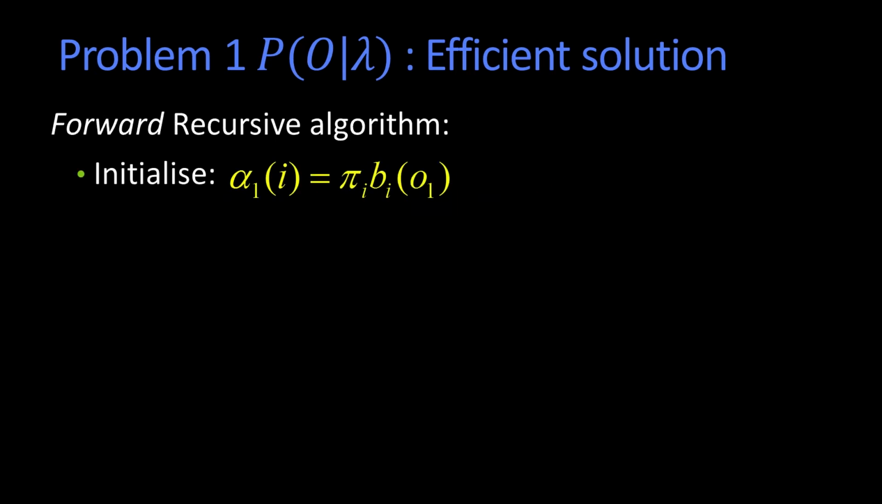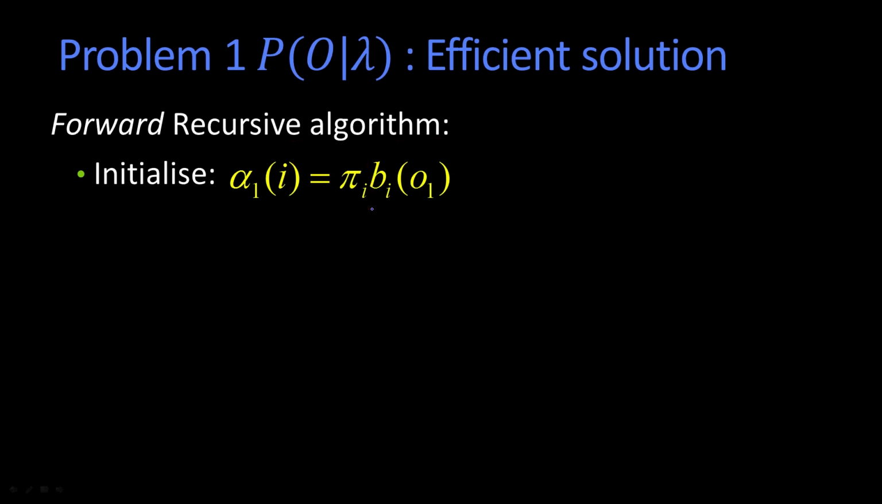So you start off, alpha 1 of i is what? Well, it's the probability of having seen the observation at time 1 and the probability of being in state i at time 1. Okay, well that's easy. Pi sub i is the probability of starting in state i, and b sub i of o1 is the probability of seeing that first symbol if you were in state i. So that's how you initialize it.